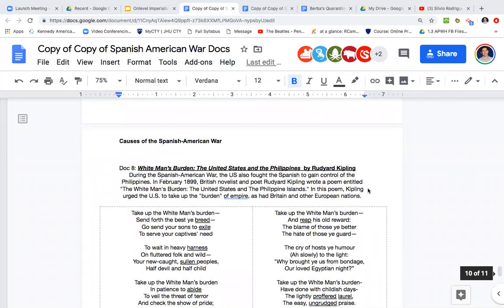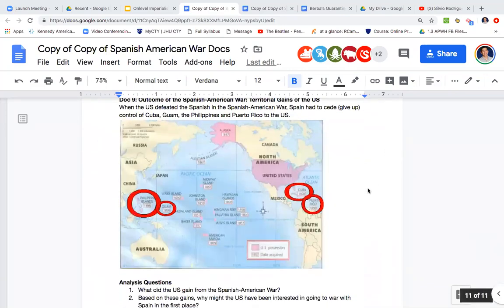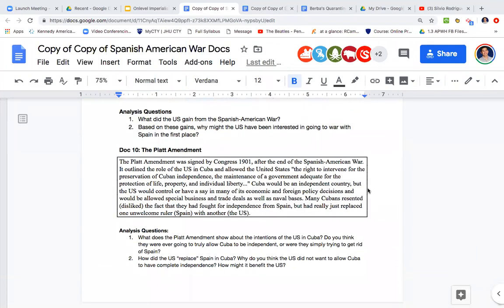There is one more we could look at. And I want you to look at this one, the Platt Amendment. You could mention this as a cause and effect, right? So I'm going to read to you this Platt Amendment. And this is one of the amendments that I think shows a lot about American history and our expansionist philosophy during this time. So the Platt Amendment was signed by Congress in 1901 after the end of the Spanish-American War.